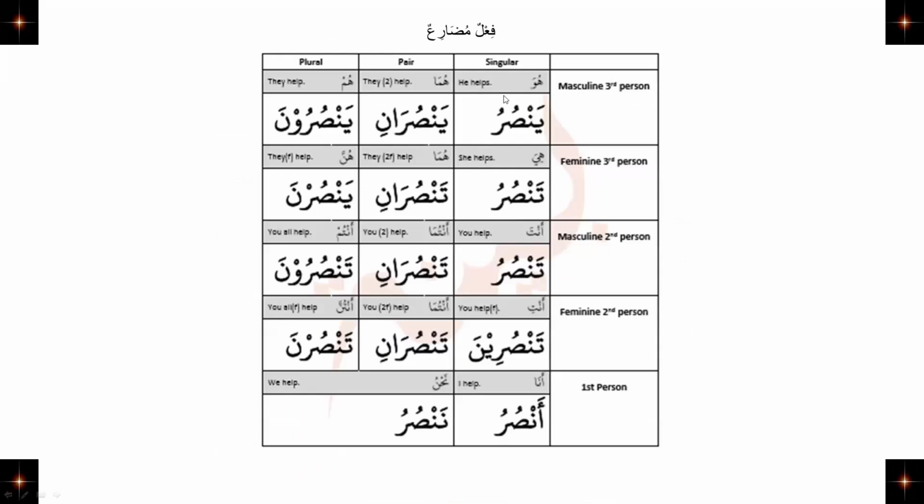But fi'l mudhari can also take fatha here. It can be yansura. If it becomes yansura, we say it is light. Or tansura. And then this one, tansuri, the noon will drop. Or ansura. Or nansura. Or yansura, the noon will drop. Tansura, the noon will drop.